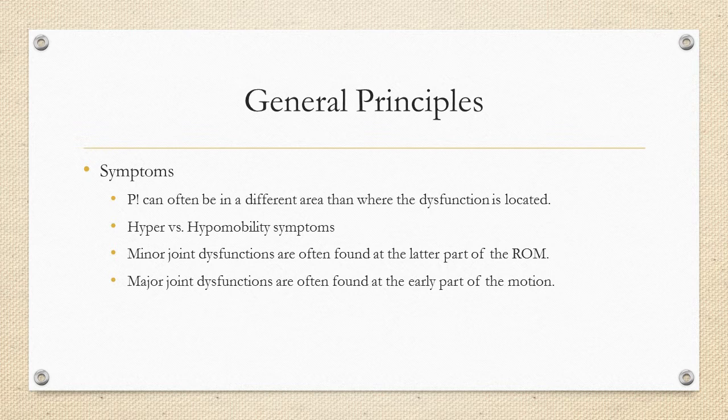We need to understand what the differences between hyper and hypomobility symptoms of pain are, and that will help us determine where to look. And with respect to kinematics and biomechanics, minor joint dysfunctions are often found in the latter portion of the range of motion, and major joint dysfunctions are often found at the early part or even throughout the range of motion.